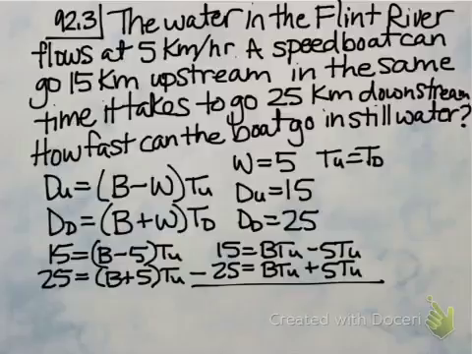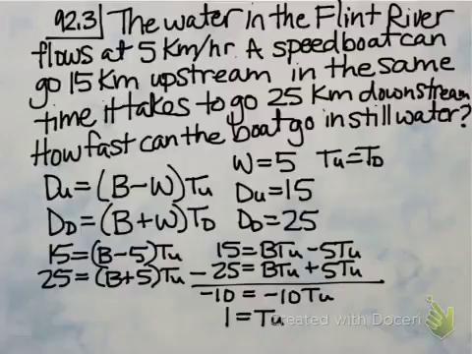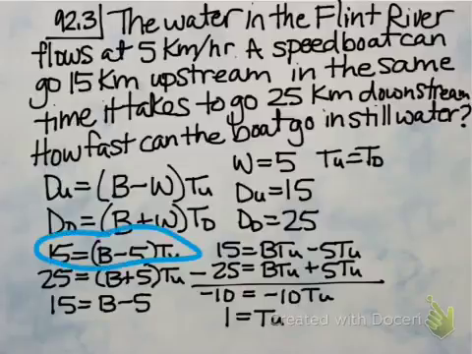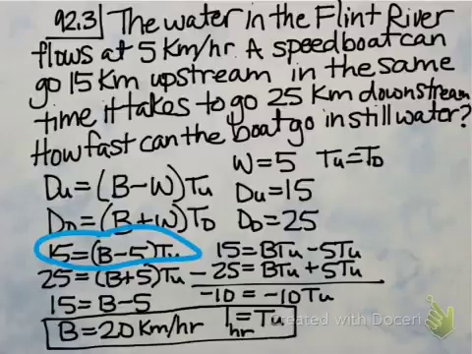And then we'll add. Oh, actually in this case we're going to subtract because we want to get rid of both variables, the B and the T sub U. Because if we just added, then we'd have more variables than we needed and we wouldn't get a solution. So when we subtract, 15 minus 25 is negative 10. Negative 5 minus 5 is going to be negative 10 T sub U, so T sub U is 1. Now that we know T sub U is 1, we can plug it in right here, and 15 equals B minus 5. So B equals 20 kilometers per hour.